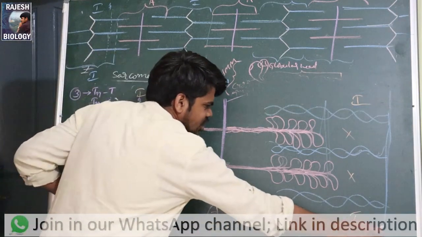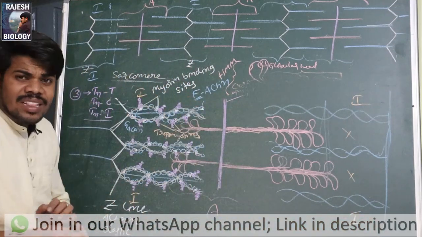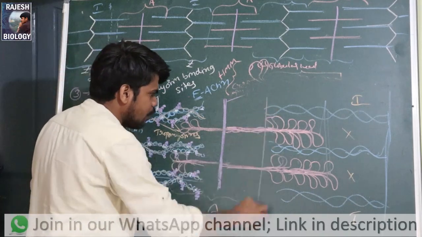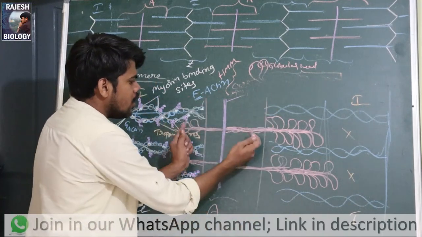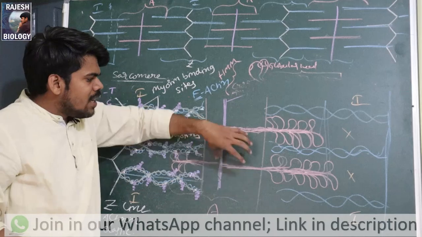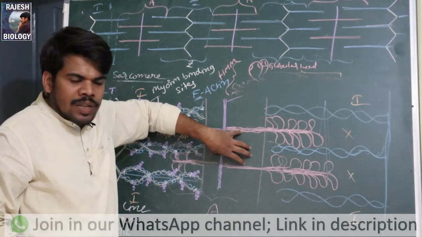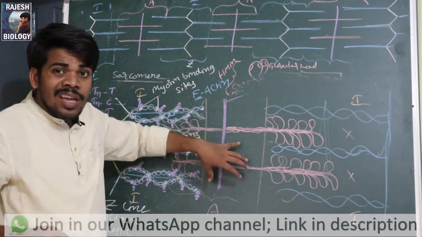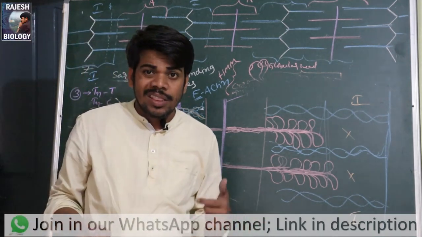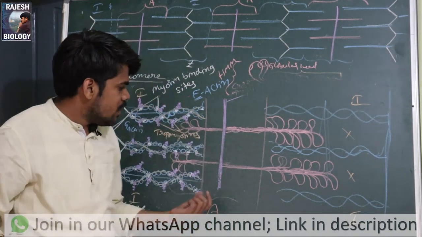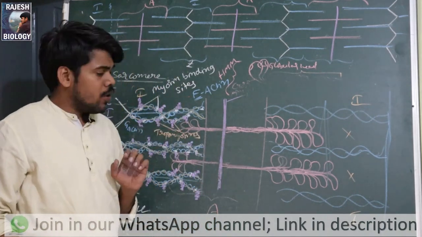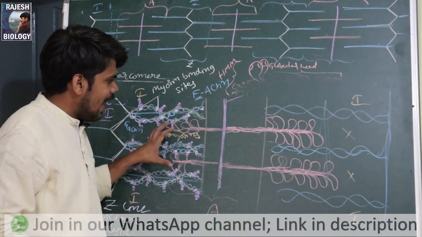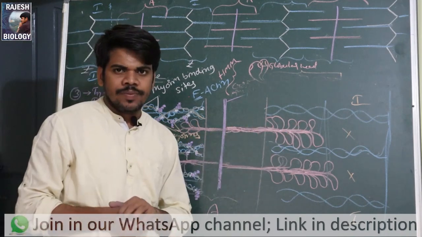These both are Z lines. Now where is the H zone? The H zone is the light portion within the A band. I've already told you previously that within the A band there is a light portion. The light portion of the dark band, the thin portion of the thick band, is the H zone. This is the H zone. So I hope you understand the structure of the actin and myosin, how they are arranged.